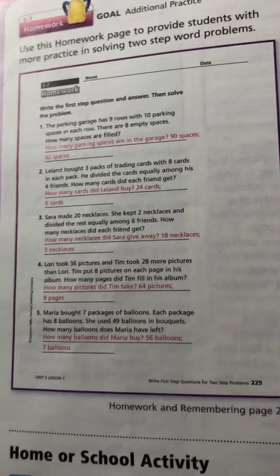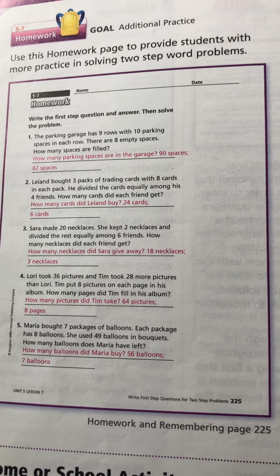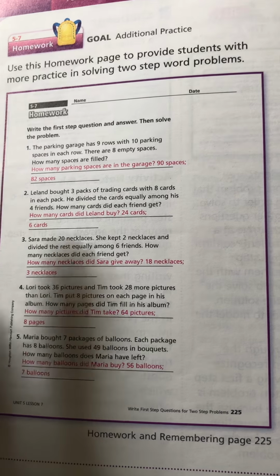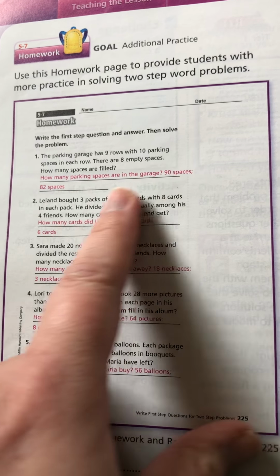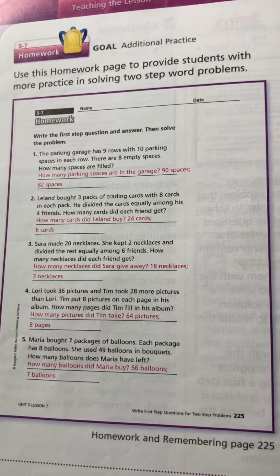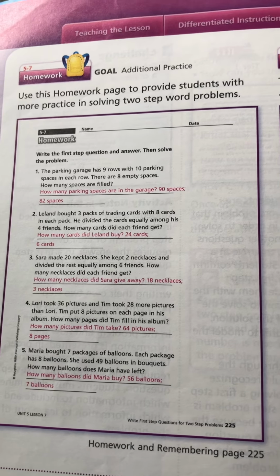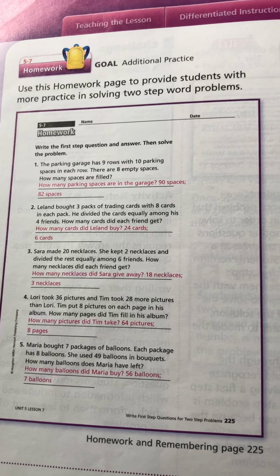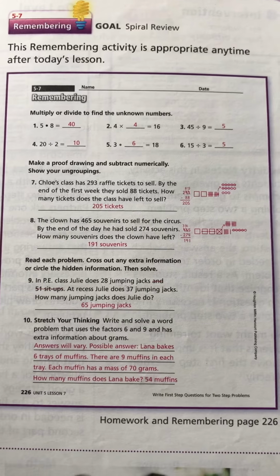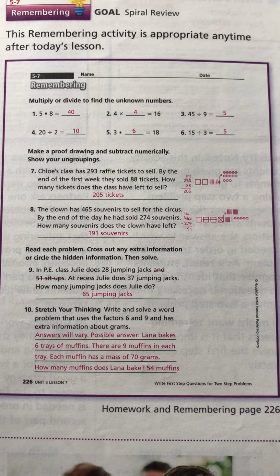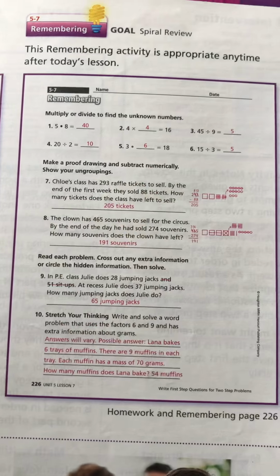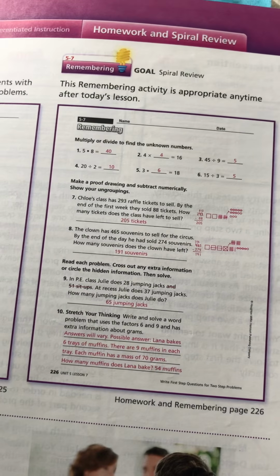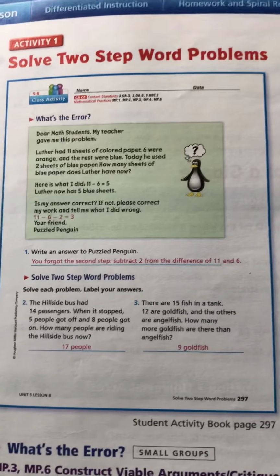Okay, and then here is the homework for that night, page 225. Same concept. Asking the first step question, answering the first step question, then finding the answer to the final question. There we go. And then the back side, here are the answers. Proof drawings, fun times.